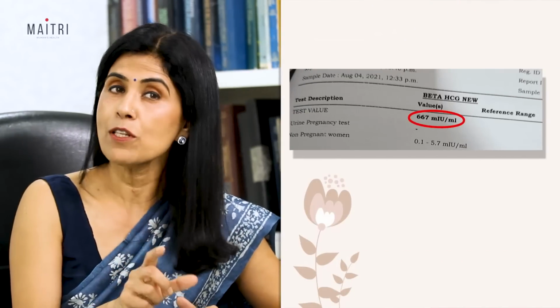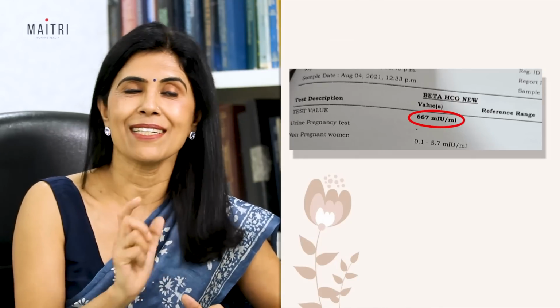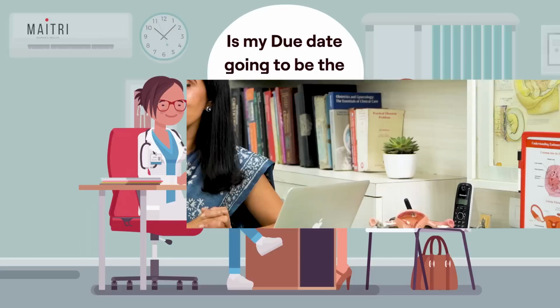So the earliest detection of the HCG hormone in the urine or the blood can roughly estimate the age of the pregnancy and hence your due date. Also, the value of HCG on the blood test can help us to calculate the age of the pregnancy. Is my due date going to be my exact date of delivery?